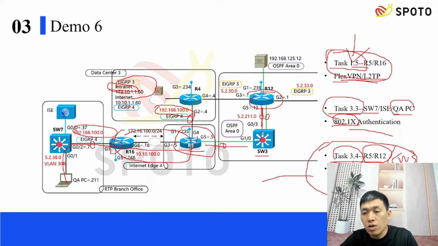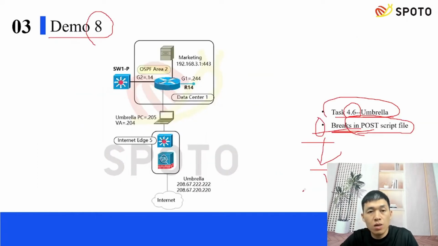because the access lists configured on switch 3 are configured wrongly. So you need to find out and correct them. And finally, you can get this task to work. And all these 8 demos are about the second module, named DOO.